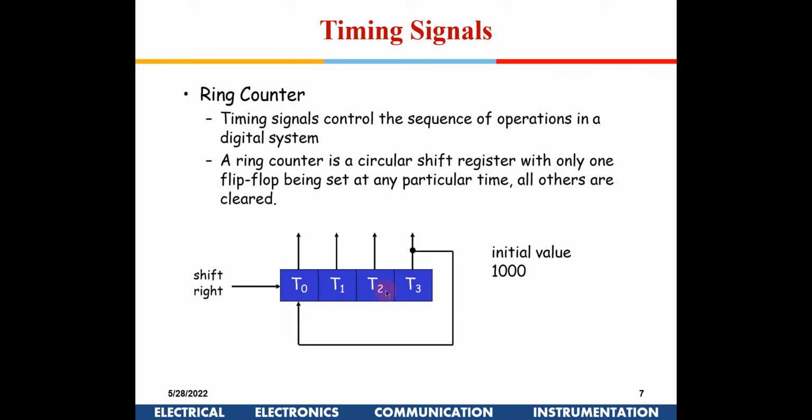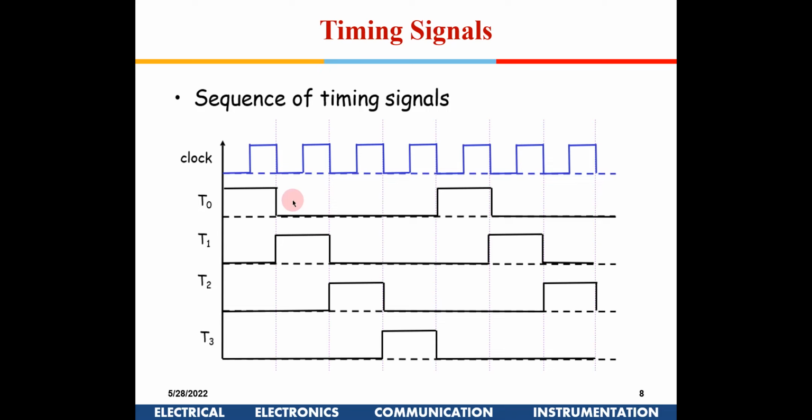It doesn't indicate a T flip-flop, it indicates a D flip-flop actually. The data is being shifted from left towards right. So you have 1 0 0 0, and in the next clock cycle it will be 0 here and 1 here. In the next clock cycle that 1 again gets shifted to T2, and finally it goes to T3, right? If I see the waveforms here, this is the clock signal. Initially T0 will be 1, then T1 will be 1, then T2, then T3, and again T0 will go 1.